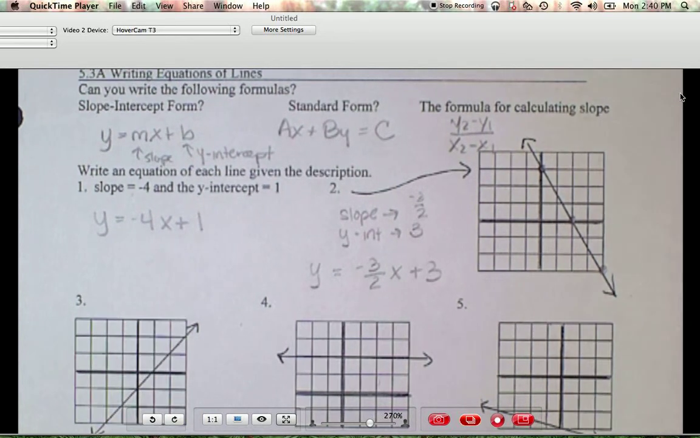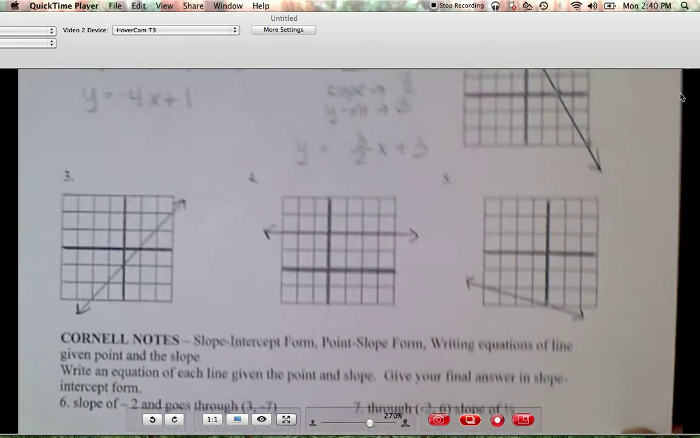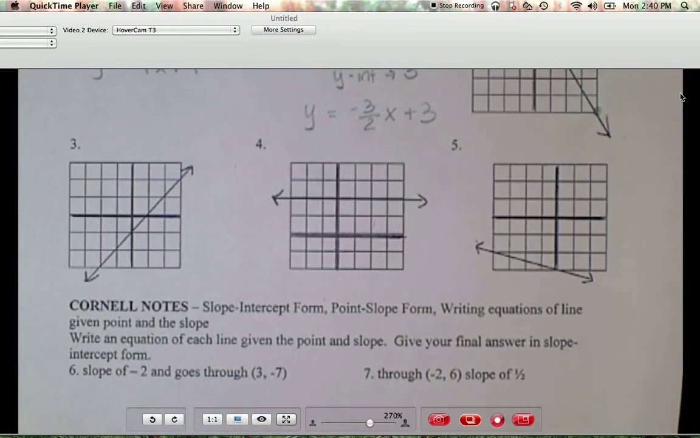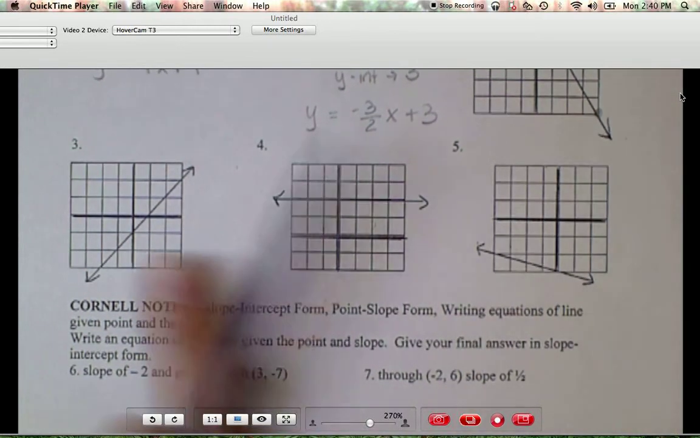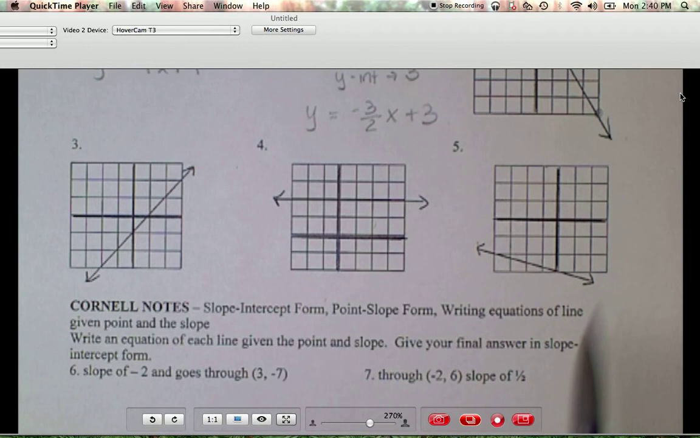So I want you to take a moment and see if you can figure out what the equation would be for number 3, number 4, and number 5 given the graph. So please press pause here, do these 3 problems on your own, and come back and check and see how you did.